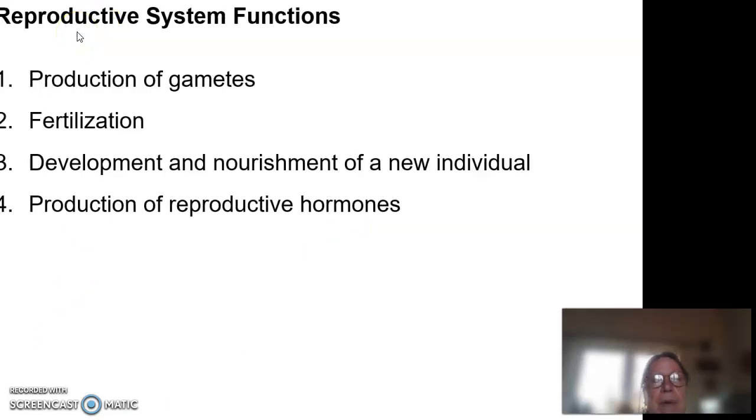The reproductive system has 4 functions, starting with production of the gametes, which are the sperm and the eggs. They become fertilized, and from there they are nourished and develop into a new individual in a mother. And it also produces hormones such as testosterone, progesterone, and estrogen.